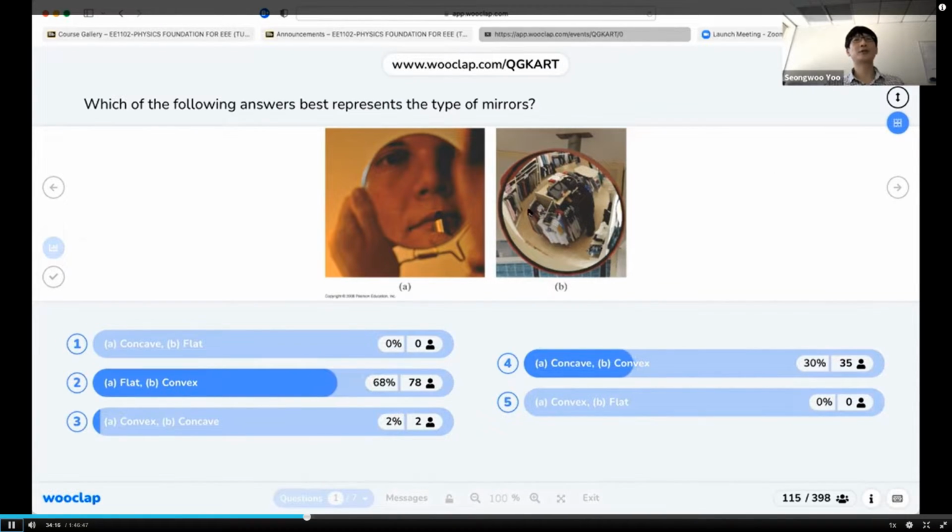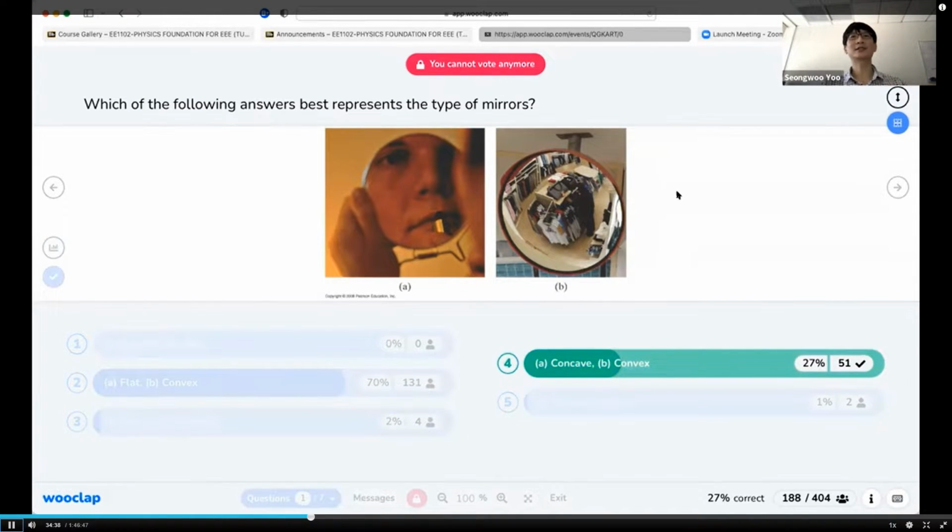First of all, both actually generate the upright images. Upright images means they are virtual images, yeah? So which would be the correct answer? I am going to close the board in 5, 4, 3, 2, 1. Yeah, the correct answer is 4.